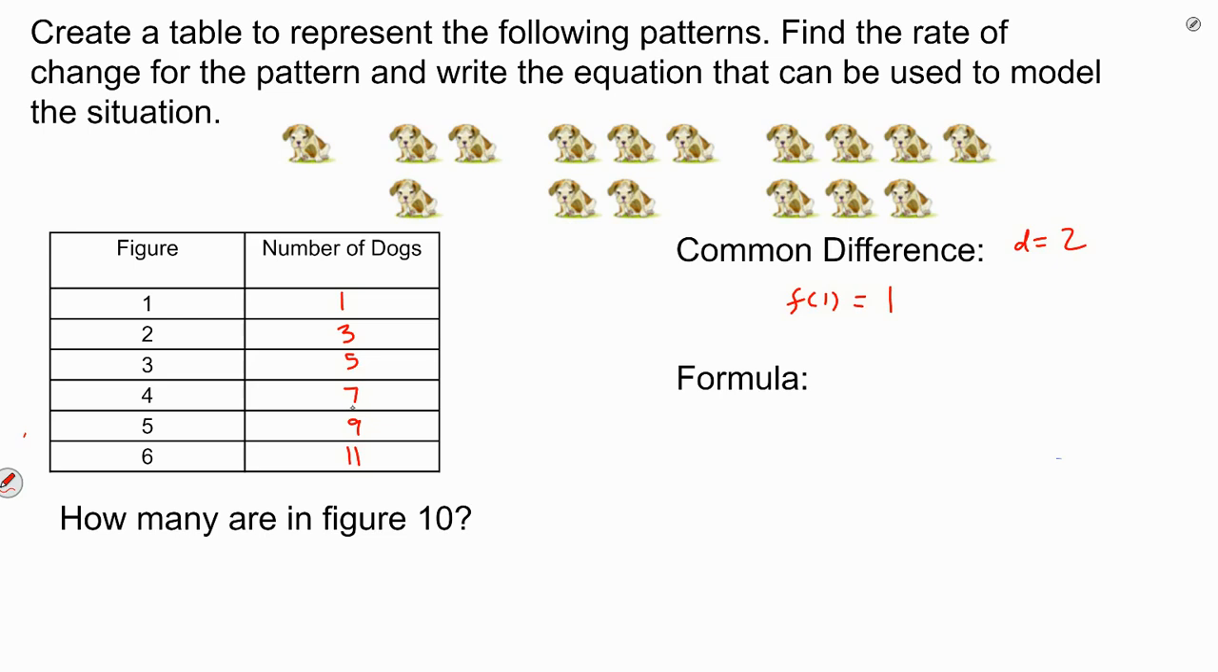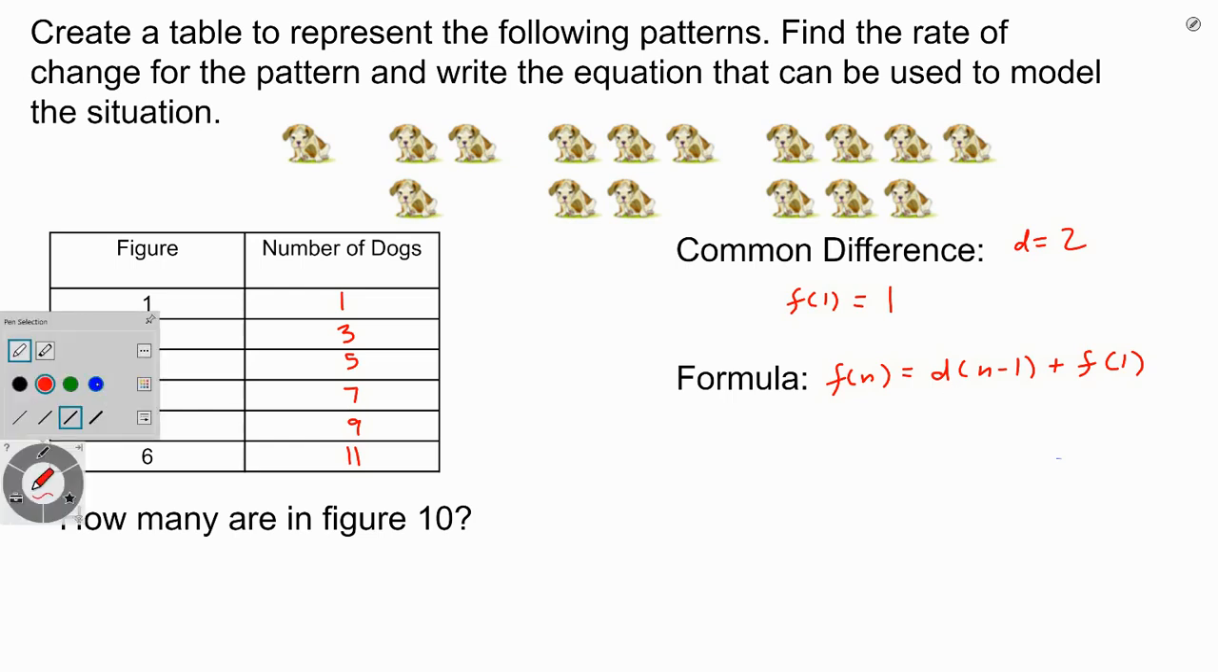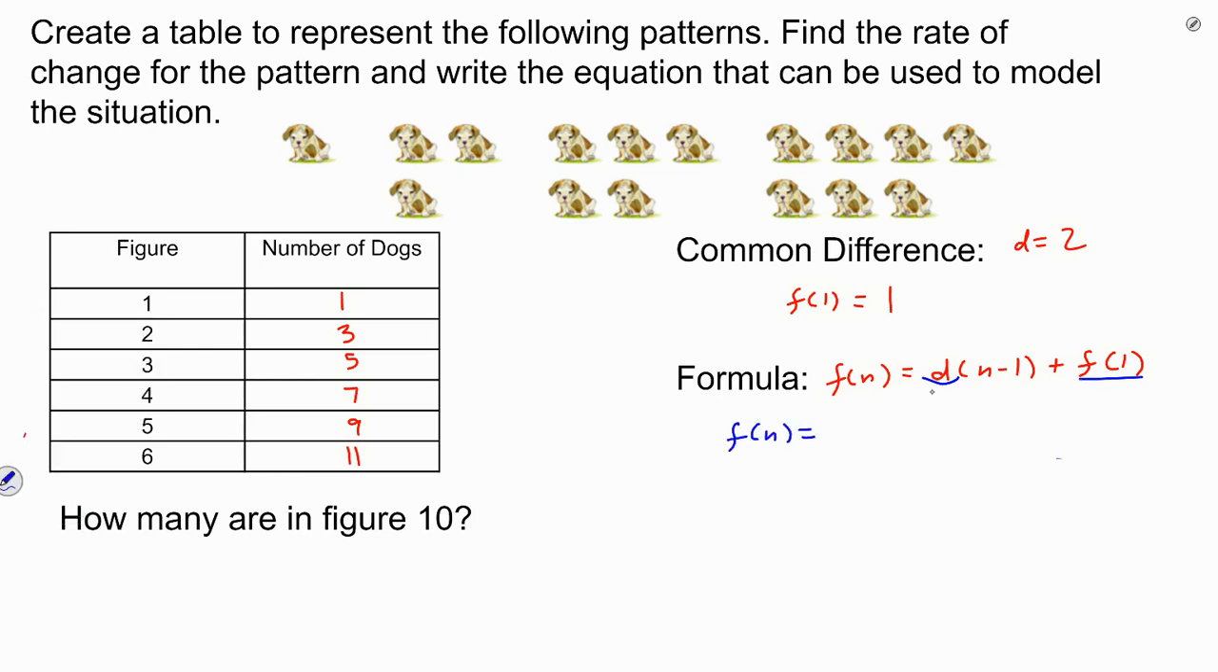All right, so this is a math tip. Whenever you learn a new formula, I would write it down every single time you use it, so that way you'll remember it. So hopefully practice makes permanent. So this is the formula I have. Now the only two things I'm going to replace are the d and f of 1. So let's do that. f of n equals d is 2, so 2 times (n minus 1), plus f of 1. What is the first term? Well, my first term is 1.